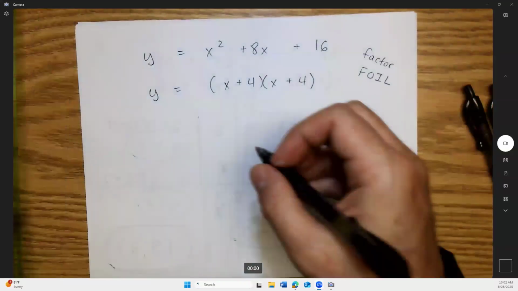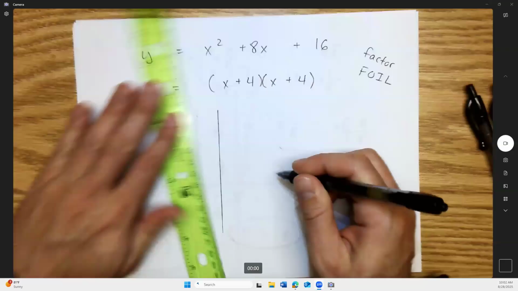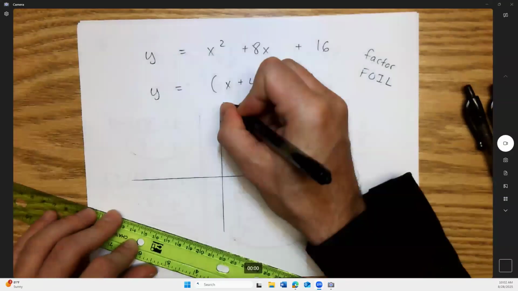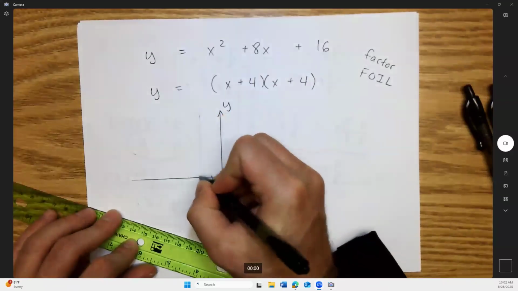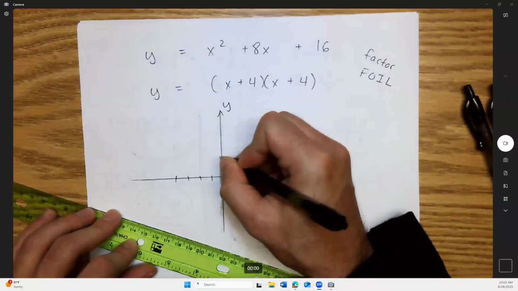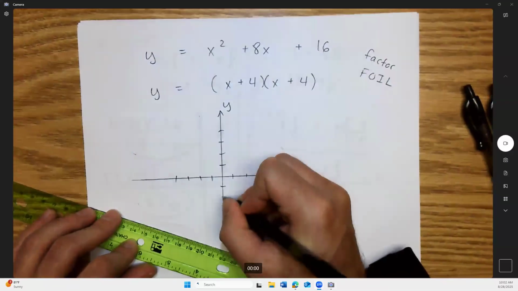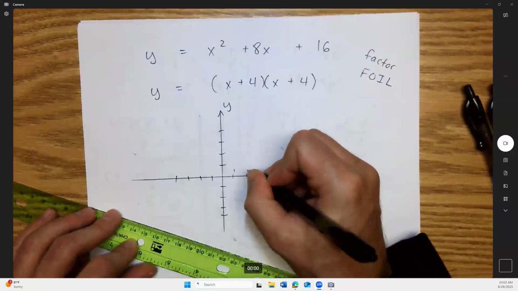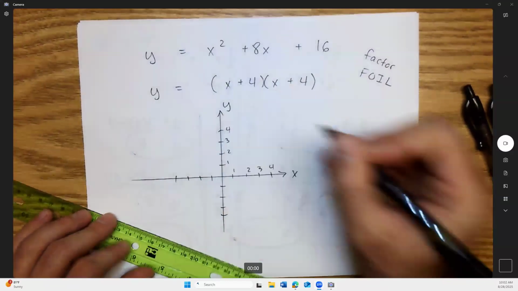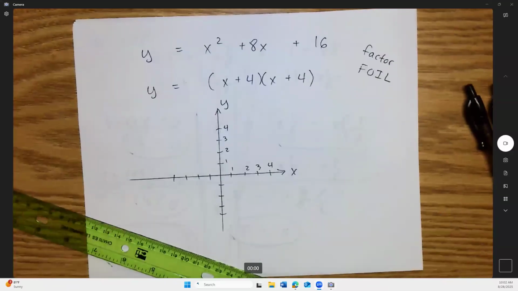So if you graph this, let's graph this thing. X-axis, y-axis, 1, 2, 3, 4. 1, 2, 3, 4. What would that graph look like? Give you guys a head start. Go ahead and draw that graph in your notes.